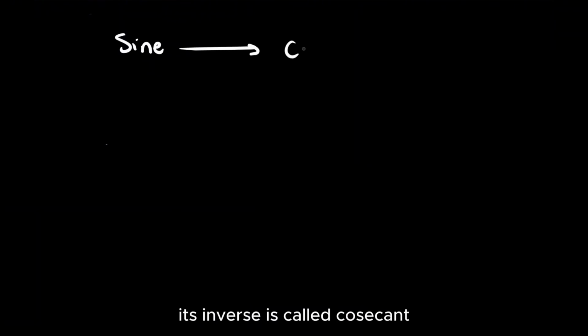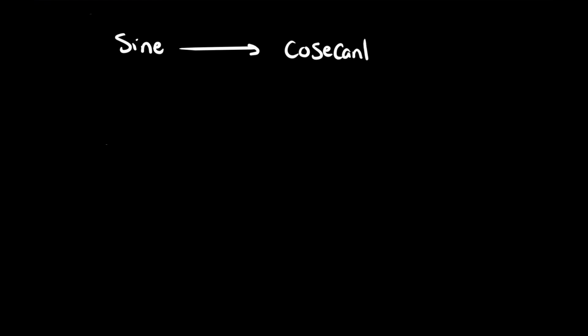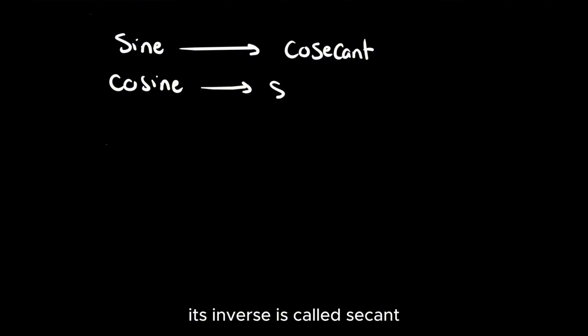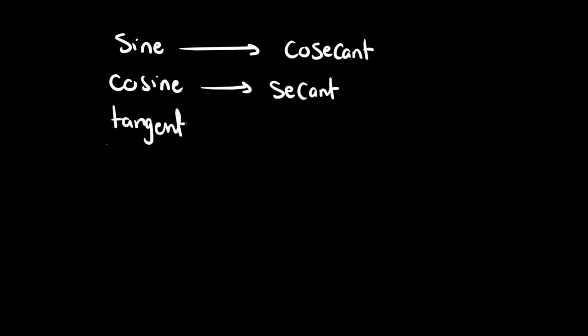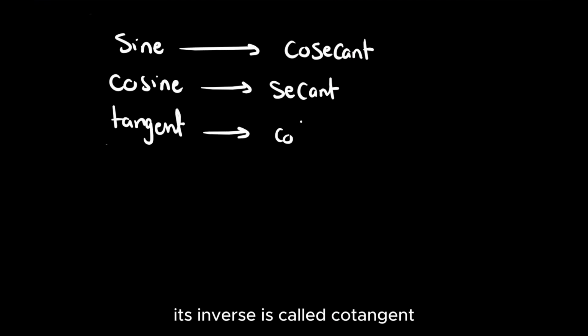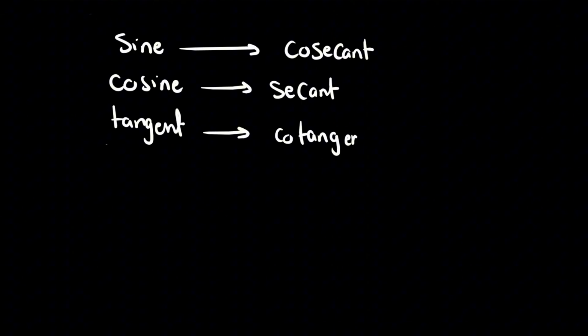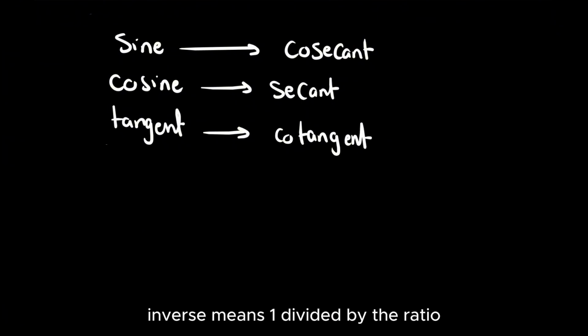You also have to know that each one of these ratios has its own inverse. So for instance, the sine, its inverse is called cosecant. For cosine, its inverse is called secant. And tangent, its inverse is called cotangent. Inverse means 1 divided by the ratio.